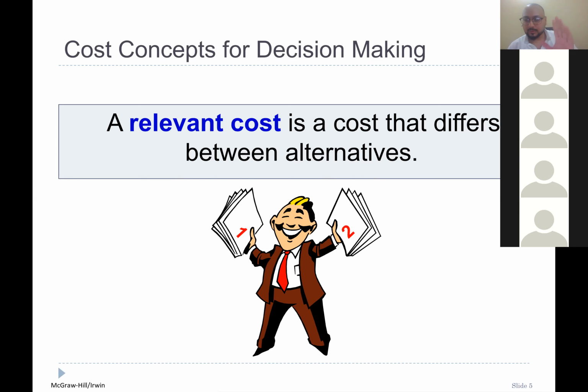So recall our discussion in our second lecture in which we talked about the cost classification. We learned this concept over there. So a relevant cost is a cost that differs between alternatives. What does it mean? All the same costs that are between these two alternatives are not considered relevant. So common costs can be set aside, only the differences are going to be counted.